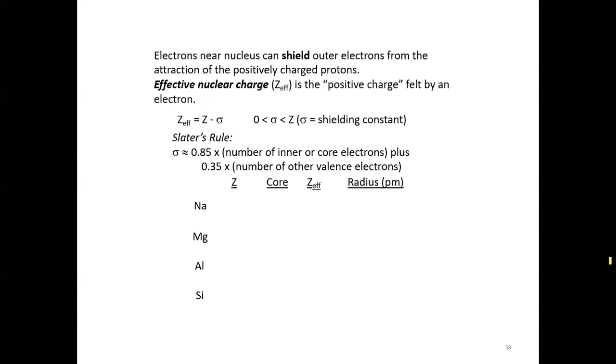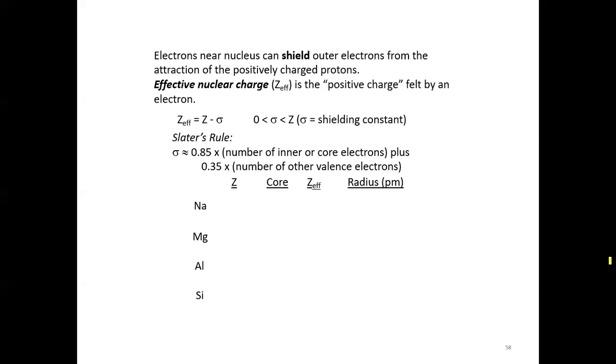In other words, I'm going to calculate the effective nuclear charge and the shielding constant for a specific electron, so one electron at a time. That electron may or may not be alone in that valence shell. There may be other ones, and if there are, they are also going to contribute to some of this shielding.